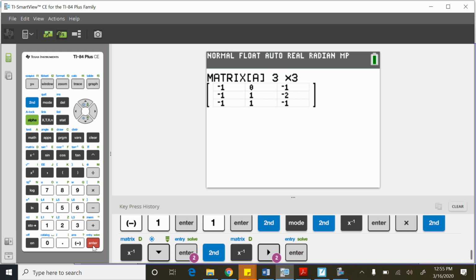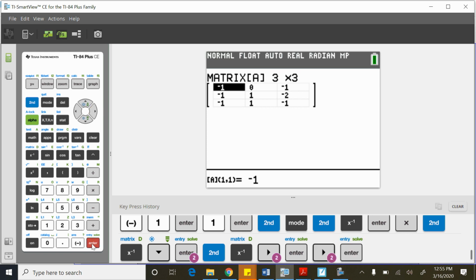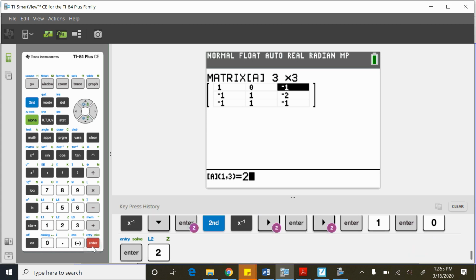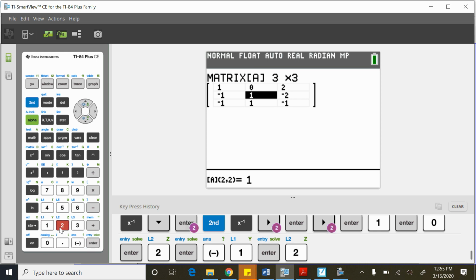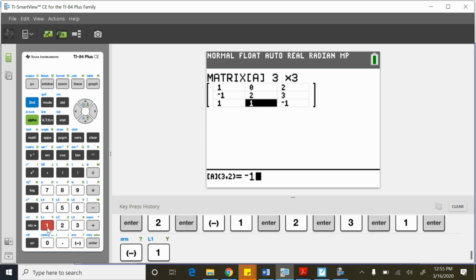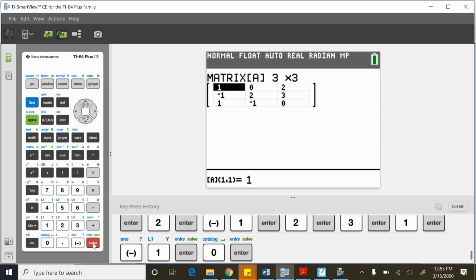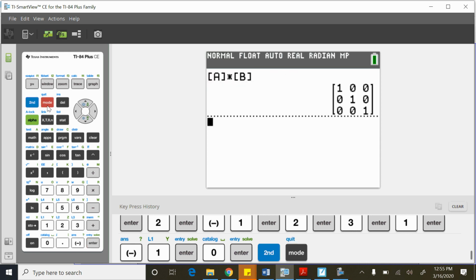And I know that I have a 3 by 3 matrix, and I need to put my numbers in. Okay, so I'm putting the 1, the 0, the 2 in. I'm putting the -1, the 2, the 3 in. I'm putting the 1, the -1, and the 0 in. So I have what my A matrix actually is. I'm going to double check to make sure all my numbers are correct, and it looks like they are. I second and I quit that.